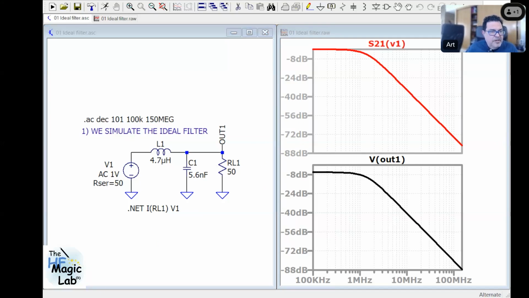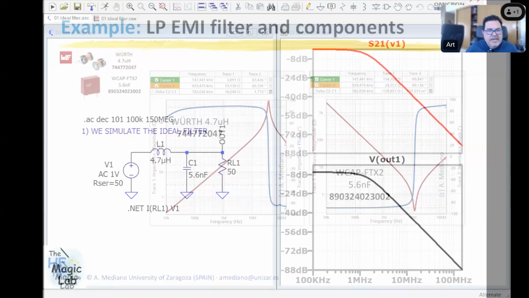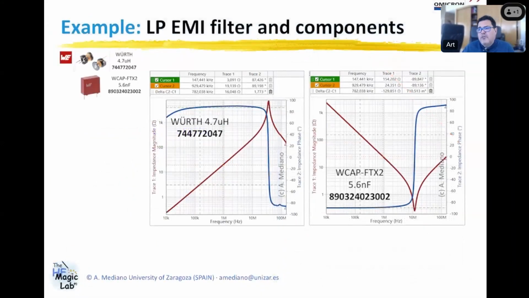So let's go to the slides, and you see here that for my 4.7 microhenries inductor and my capacitor, I am using these components from Booth Electronics. I can measure with the Bode 100 or the Bode 450. I can measure the response of the components. You can see impedance and phase.